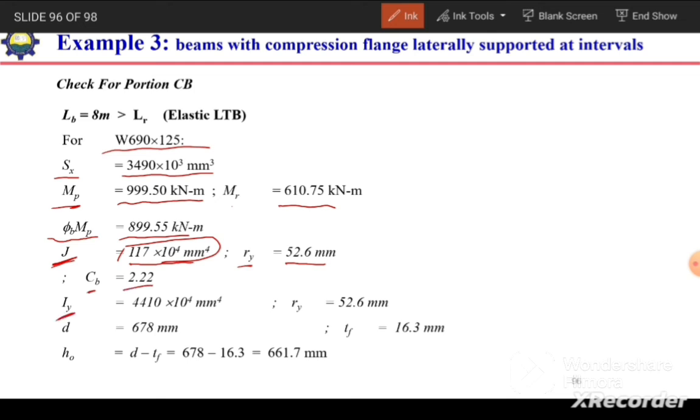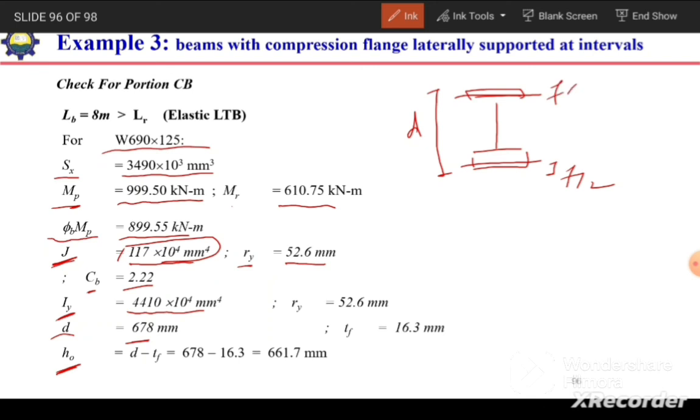Iy, the second moment of area about the y-axis, we can also select from the properties table, and the actual depth 678 millimeter is also from the properties table, and then this ho. So ho is actually the distance between the center to center of the flanges, from the center of this flange up to the center of this flange. So this will be equal to total depth minus tf by 2 from this side and tf by 2 from this side. So it will be d minus tf, thickness of flange. It will be tf by 2 and tf by 2.